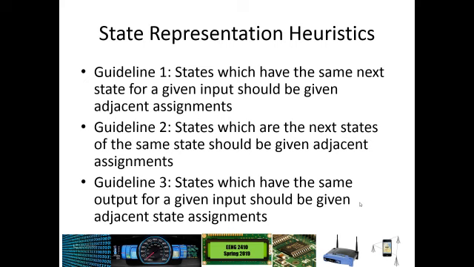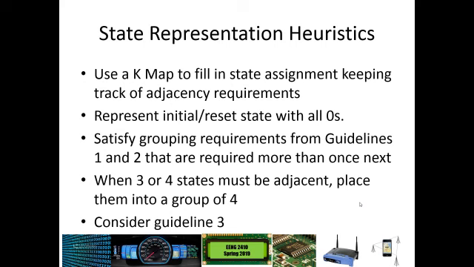So let's look at an example and see what these guidelines would have us do. Okay, and then we're going to think about how can we determine the binary values that we're going to use. In order to use these heuristics, we're going to fill in on K-maps where those states are, in terms of what binary combinations are used to represent each state. In all of these, we're going to represent our initial state with all zeros. That's not required, but that makes things a lot simpler.